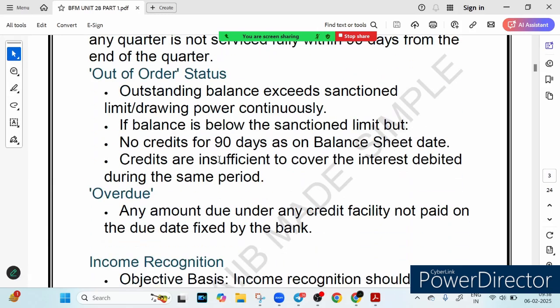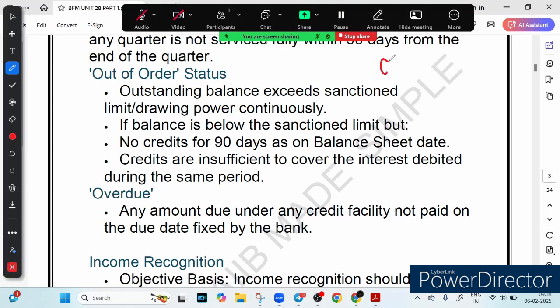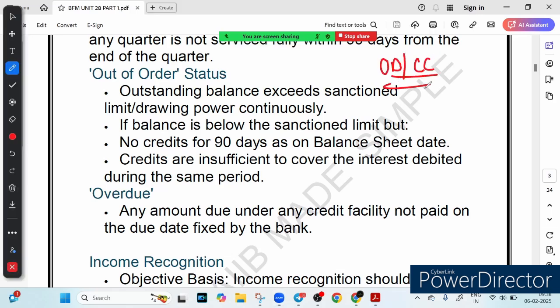So friends, let's first start with what happens when a borrower has an overdraft or cash credit account but stops making payments. The borrower has an overdraft, OD account, CC account. The borrower has this kind of account but stops making payments. Does the bank still consider it normal? Not at all. The account is classified as out of order. It becomes out of order status. This is the keyword you must remember. It is a kind of red flag in banking.